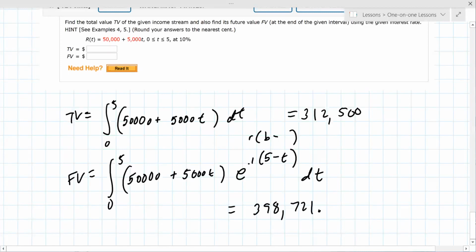398,721 point... wait, you said I got 27. Okay, let me enter that in here. If that is correct, that'll be the end of this homework assignment. And it is correct. I think all of those are done. Yep, full 100%.